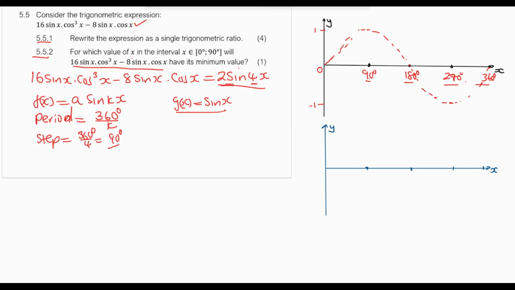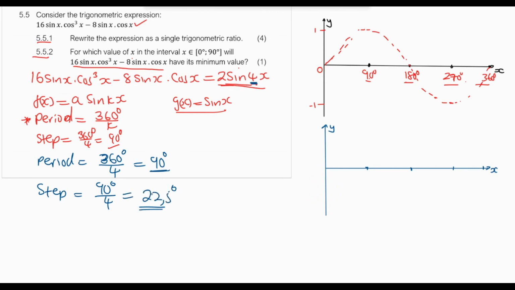2 sine 4x. What will be the period for this graph? This graph will repeat itself after how many degrees? We come back to this formula. So we're saying here the period is equal to 360 degrees divided by 4, which is 90 degrees. And then from the period, we're going to get our steps. So the step is 90 divided by 4. So remember, divide the period by k. Now in this case, our k is 4.